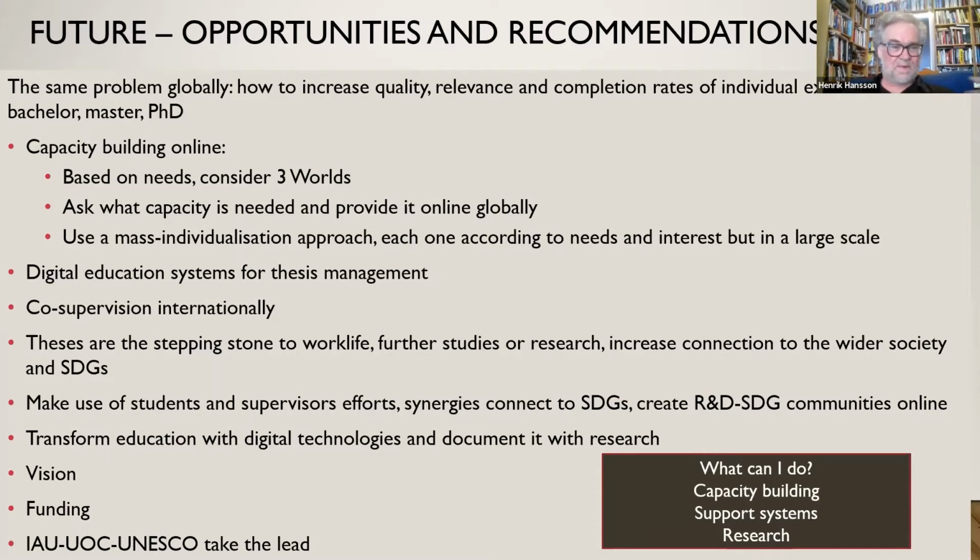So my suggestions here are capacity building online, which builds on needs. Consider the 3 worlds. There's no point having capacity building if you don't have certain tools or internet and so on. But I think you can very easily ask on a needs basis. Just send one email and ask them what they need, and then do clustering, and have online capacity building based on that. But it should also be individualized, which we can do with tools.